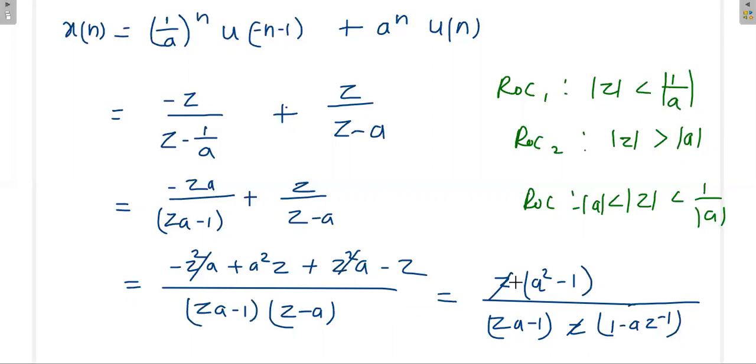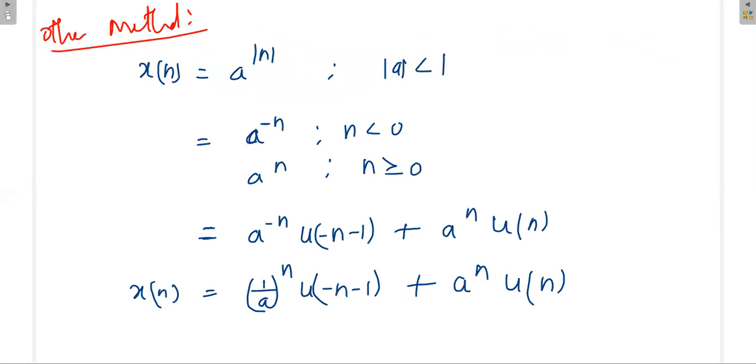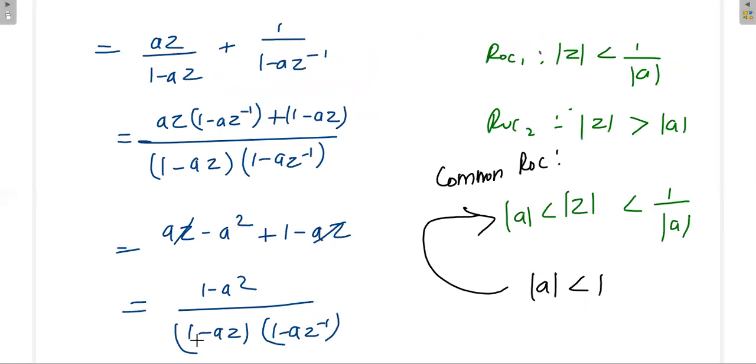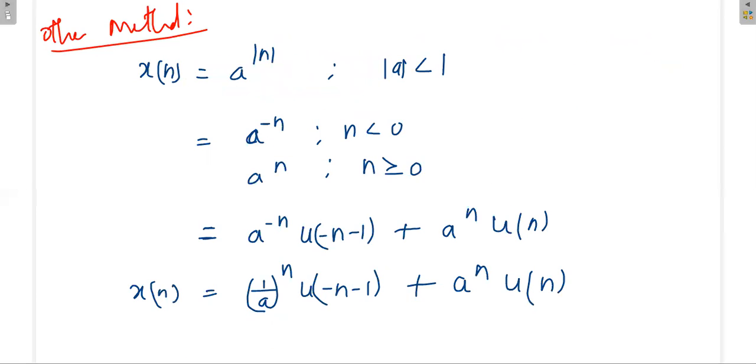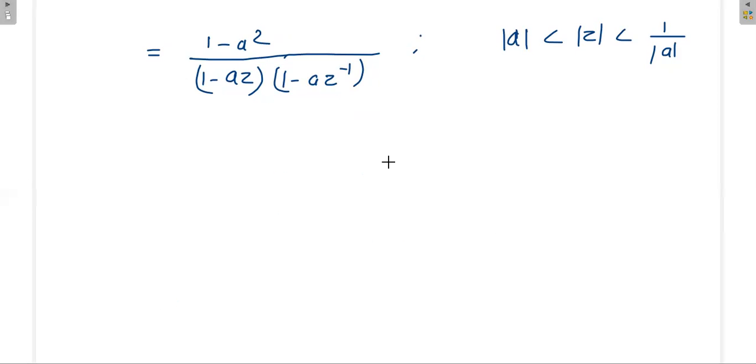Then from both the numerator and the denominator we get minus minus, which cancel each other. Finally we get this answer: 1 minus a square divided by 1 minus a z into 1 minus a z inverse. The same answer we got in the regular method. So we have solved the same problem in two different manners, and finally it gives the same answer. Thank you.